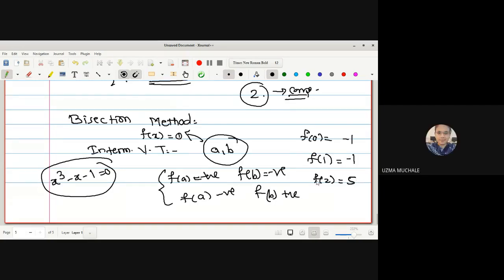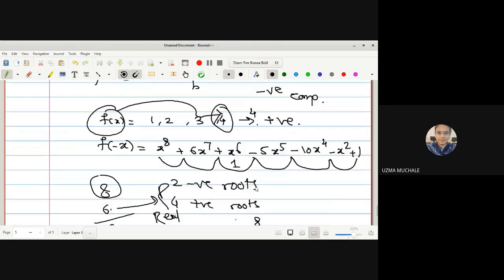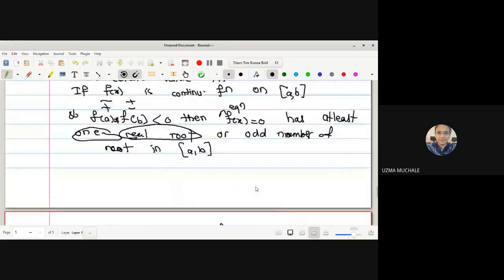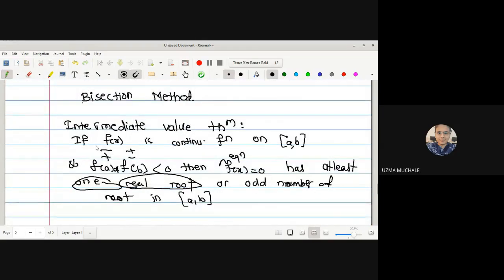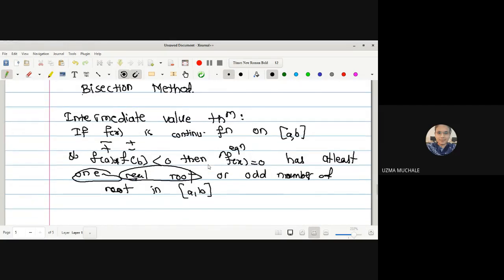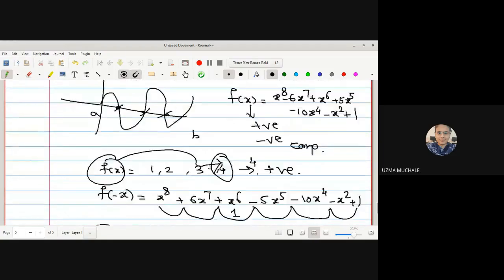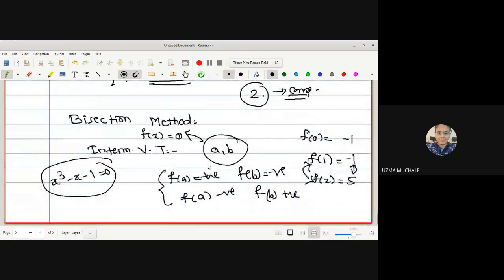So here you get two values, one negative and another positive. Somewhere in between these two, we will get the root, by using the intermediate value theorem. It tells us that if f of a into f of b is less than 0, then we get at least one root in this interval. We can select the interval 0 to 2 also, but that will be larger, so you have to select the smallest interval in such a way that one is positive and another is negative.